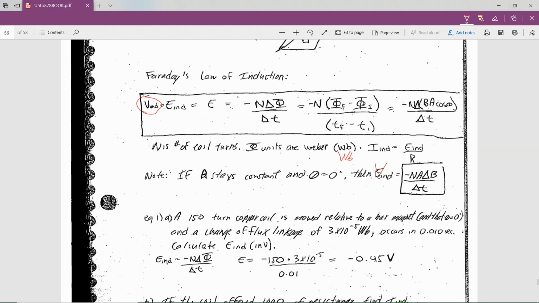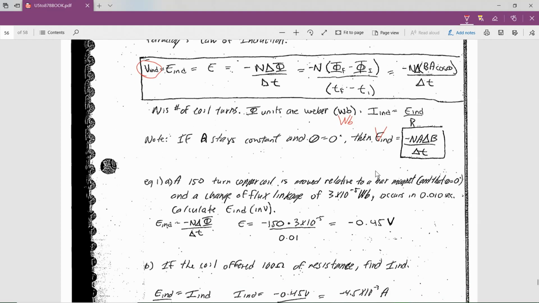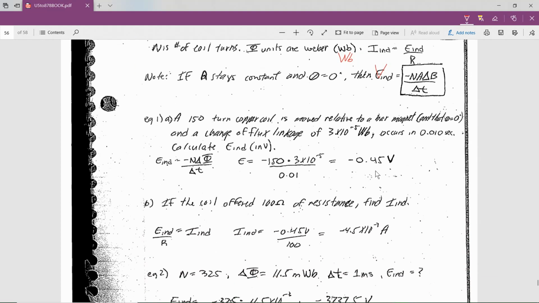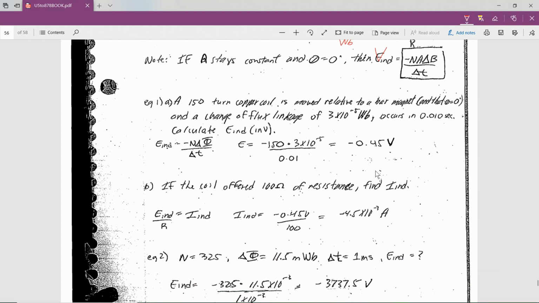So how do we apply all this? I mean, it's all leading up to generators. AC generators. A 150 turn copper coil is moved relative to a bar magnet, theta 0, and a change of flux linkage of 3 by 10 to minus 5 Webers occurs in 100th of a second. Calculate the... well, we keep saying E induced, that's the same as V induced.